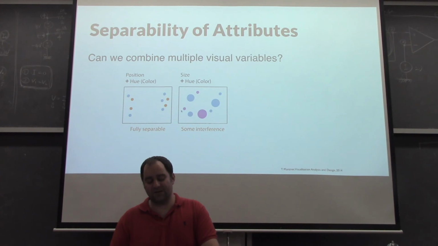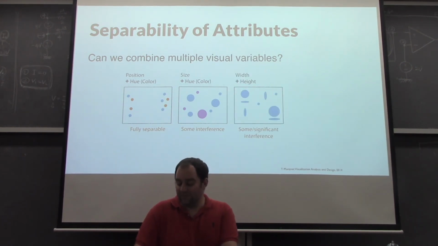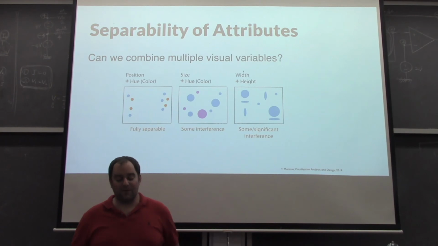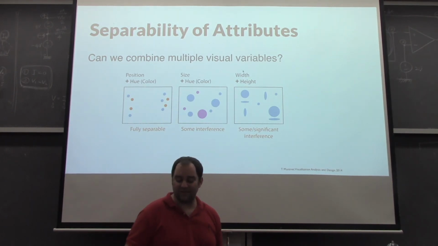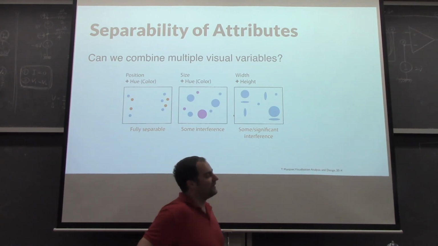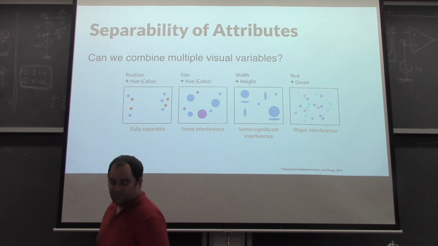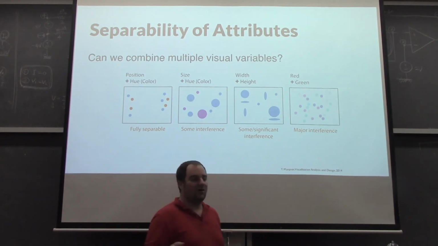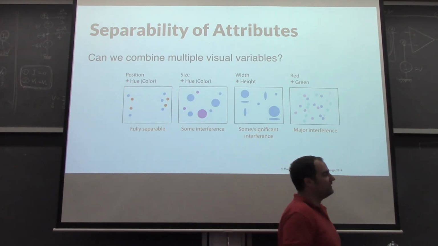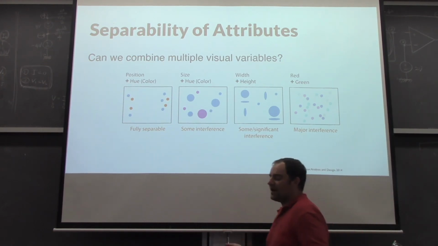Obviously, if I went to the extremes and made this smaller and smaller, the hue is going to be harder to spot, and also the position is going to be harder to spot. If I start to modify width and height, then I have quite significant interference. So these are not independent anymore. And then if I took the color channel and encoded red, green, and blue separately as 3 data values, we have major interference. So we cannot do that.